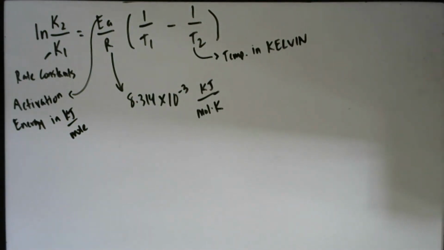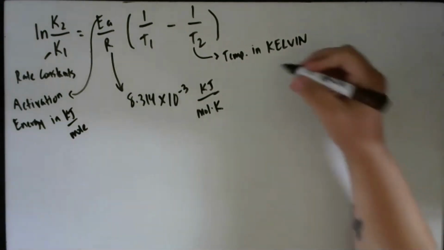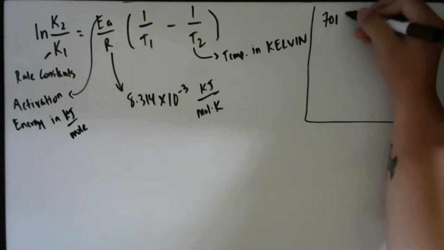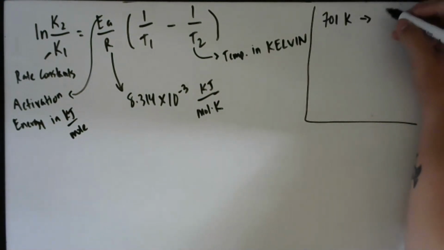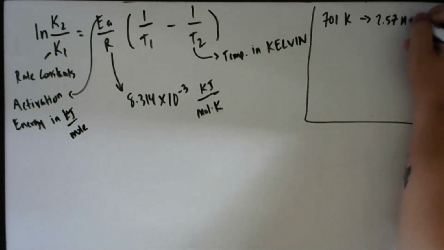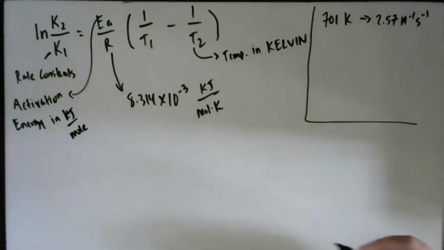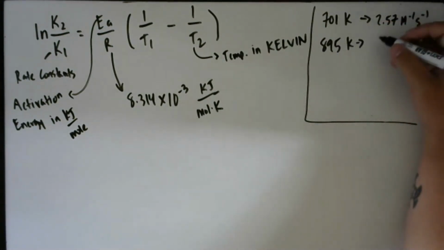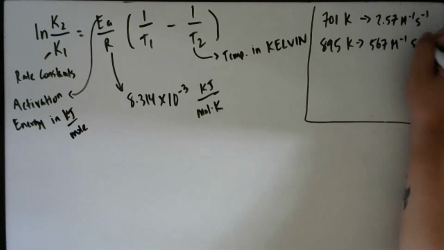Now that we have that all laid out, now we can look at the information we were given in the problem and actually solve for it. They're telling us the rate constant, and they very nicely gave us temperature values in Kelvin already here. They said at 701 Kelvin, our rate constant is 2.57 molarity inverse 1, seconds inverse 1. And then at 895 Kelvin, our rate constant is 567 molarity inverse 1, seconds inverse 1.